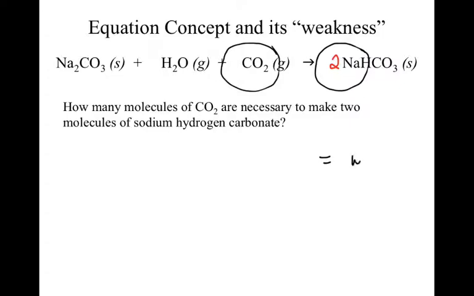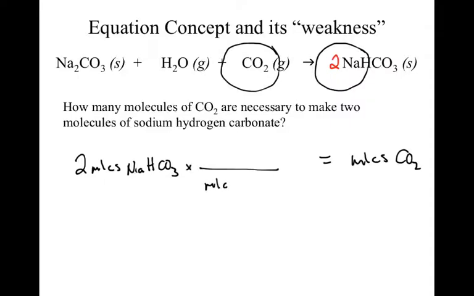I want to know how many molecules, which I'm going to abbreviate MLCS, of CO2 are necessary to make 2 molecules of our sodium hydrogen carbonate. Okay, so there's all our information. We want to go through and do a conversion. What's the conversion? Well, molecules of sodium hydrogen carbonate need to disappear, and we need molecules of CO2.